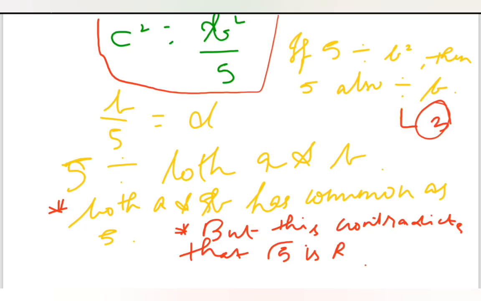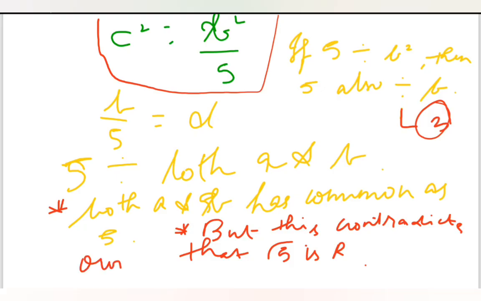So we said that A and B are co-prime. Co-prime means they don't have a common factor other than the number itself and 1. But in this one, we have two numbers, A and B, and in both we have 5 as a common factor. This cannot be possible if they are co-prime. So since they have a common factor, A and B cannot be co-prime. So our assumption is wrong.